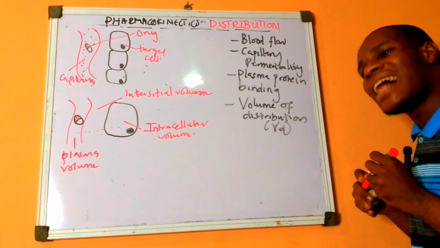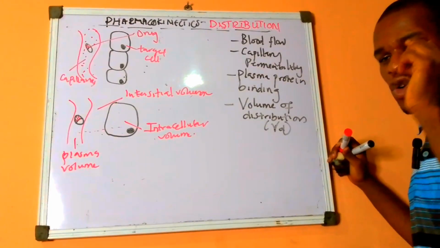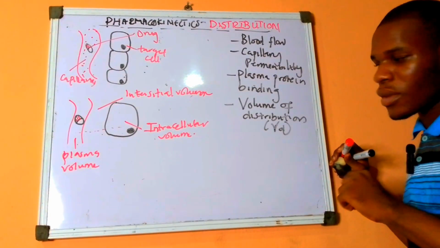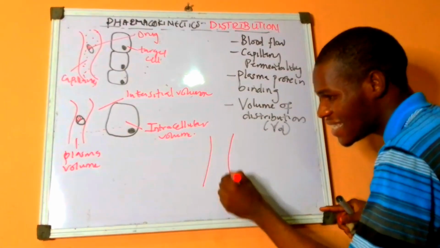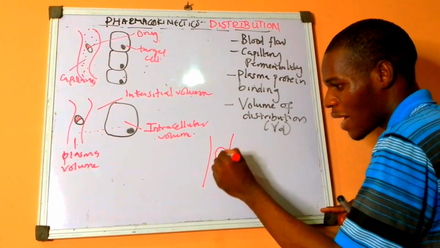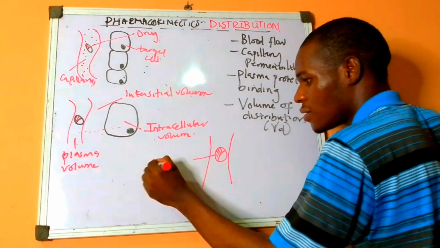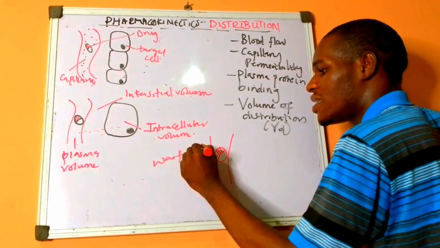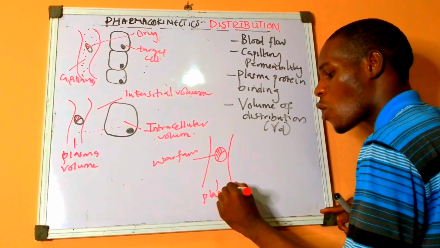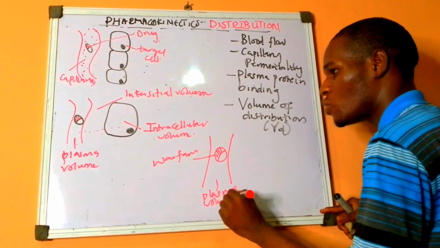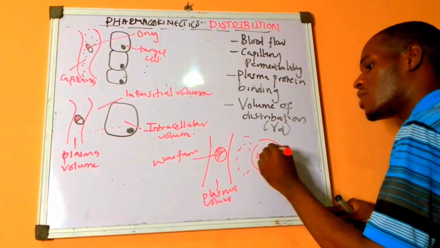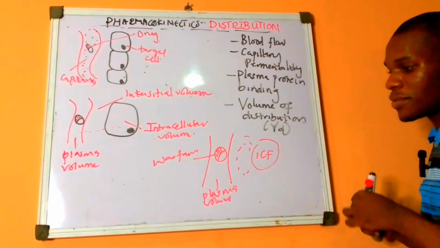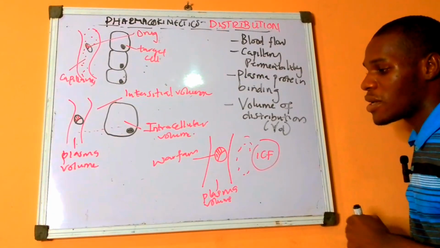While some drugs are needed to have a low volume of distribution. An example is a drug like warfarin. Warfarin stays in the vascular compartment. Let's say this is warfarin. It stays in the plasma volume or occupies much of the plasma volume without crossing over to the interstitial space and of course the intracellular volume or the intracellular fluid. These are the three compartments.